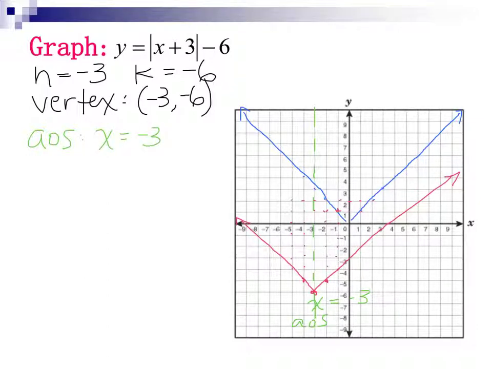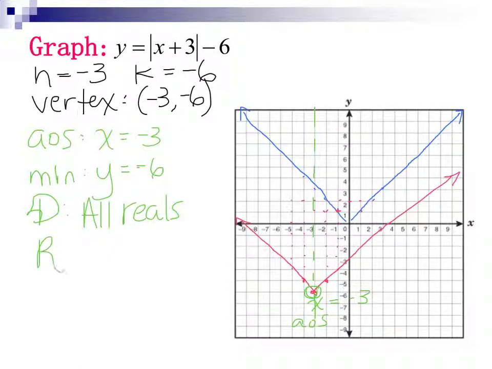Right? We have a minimum, of course, because we open up. So this is our minimum value here. And our minimum is going to be y equals negative 6, because that's our minimum value. Now for our domain and range, our domain, of course, is all reals, and our range is going to be y is greater than or equal to that y value of negative 6.